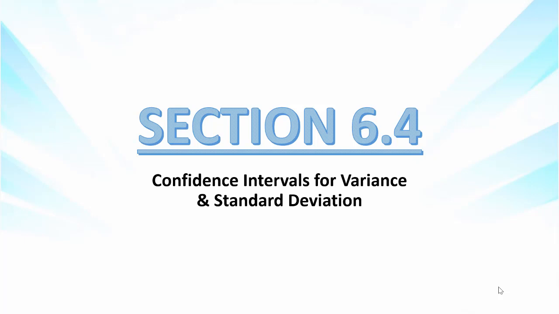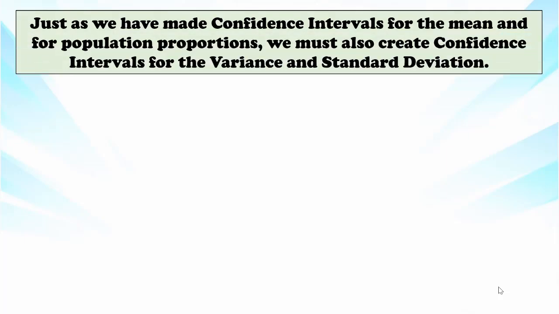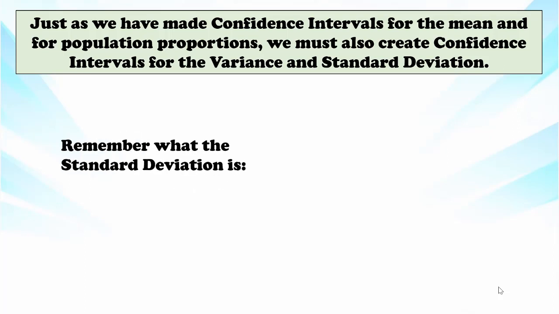Today, we're looking at section 6.4 in our textbook, and section 6.4 deals with confidence intervals for the variance and standard deviation. So we've talked a lot about confidence intervals here in chapter 6. We want to move on to variance and standard deviation now. They're a little bit different, but we start off the same way.